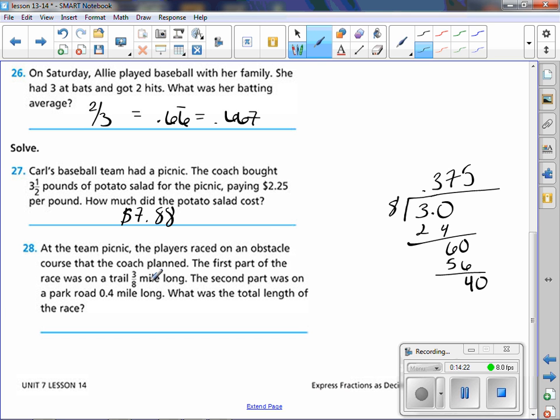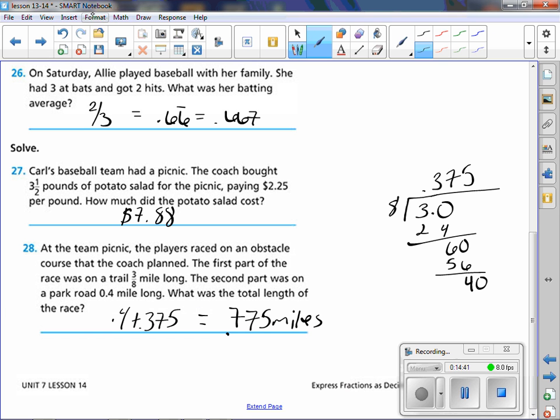So then I'm not done. This is a multi-step problem, so I have to do 4/10 plus 375 thousandths, sorry, and I get 775 thousandths of a mile.